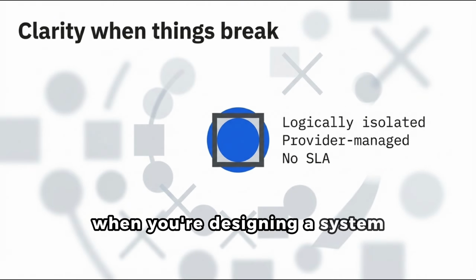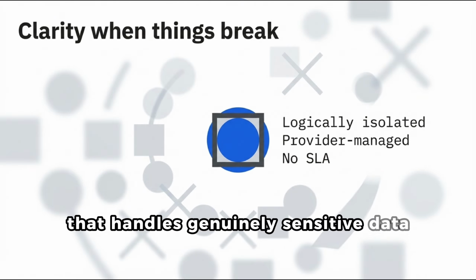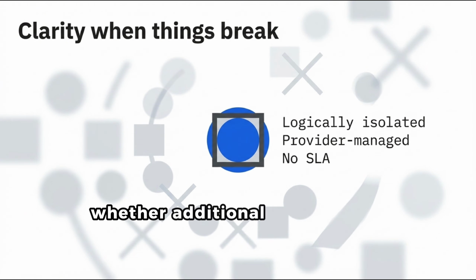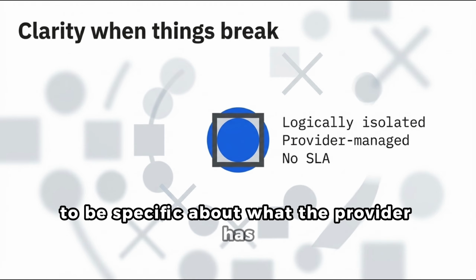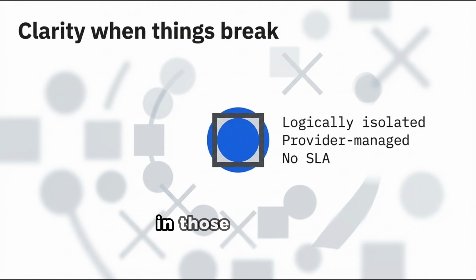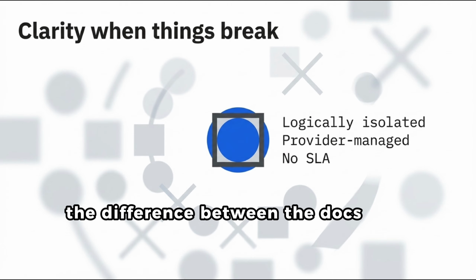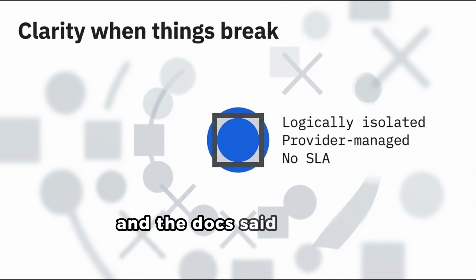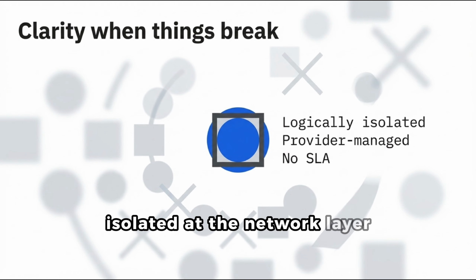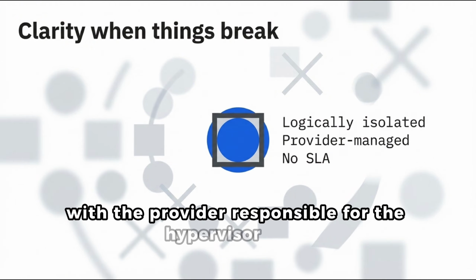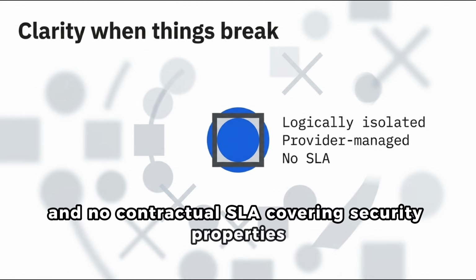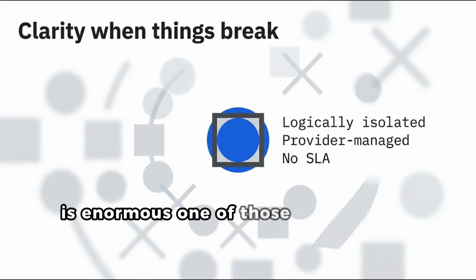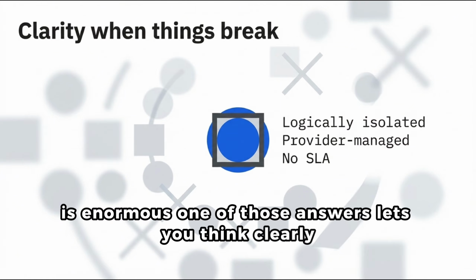When you're designing a system that handles genuinely sensitive data and you need to decide whether additional controls are warranted. When you're explaining a risk to a stakeholder who asks you to be specific about what the provider has and hasn't guaranteed. In those moments, the difference between the docs said isolated and the docs said logically isolated at the network layer, with the provider responsible for the hypervisor layer and no contractual SLA covering security properties, is enormous. One of those answers lets you think clearly, the other doesn't.